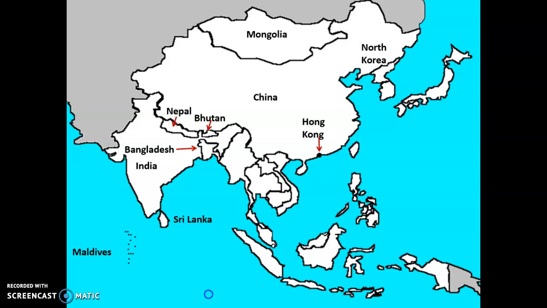And then we have North Korea and South Korea. Japan. And then moving south, we have the island of Taiwan. And then south of Taiwan, we have a group of islands called the Philippines.